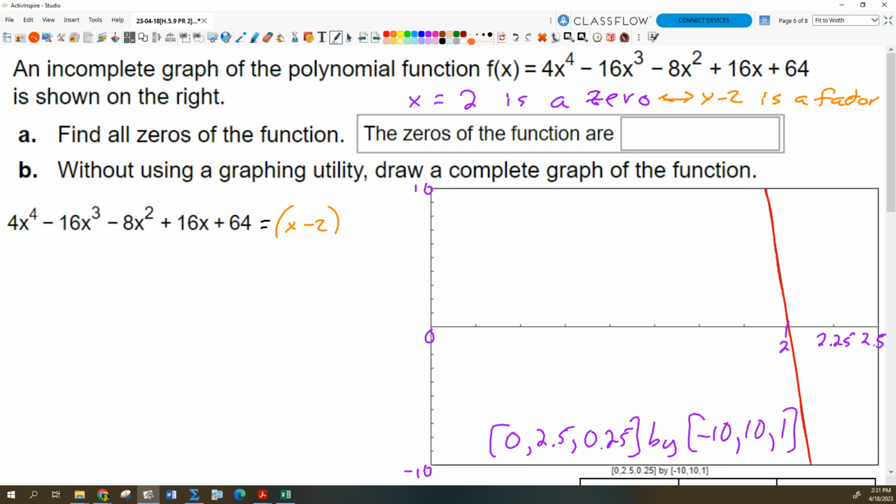That'd be cubic, wouldn't it? Right? Some cubic polynomial that we have to figure out. We'll call it c of x. Okay, but I can find c of x. C of x is what I get when I just divide my function by x minus 2, right? We can do that synthetically. Okay, so let's do that.